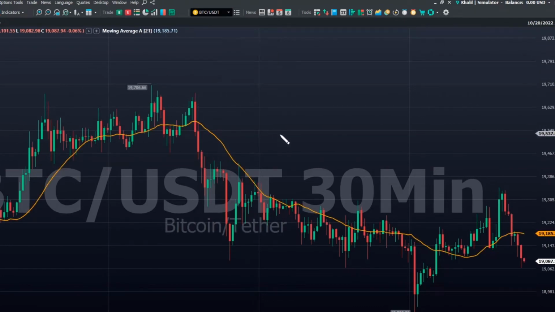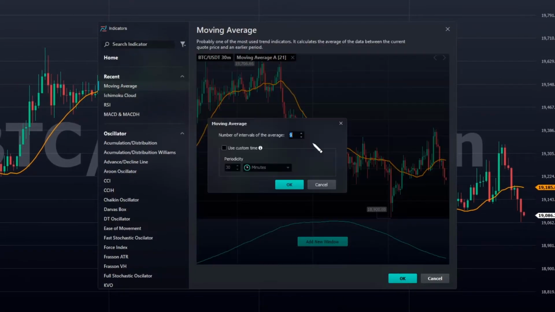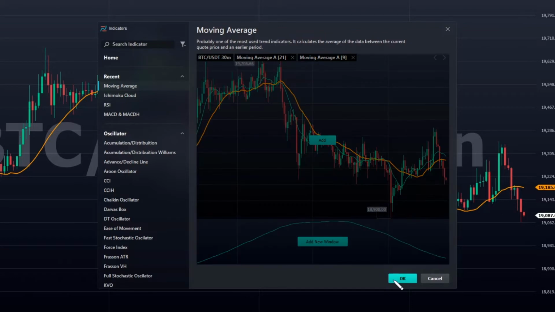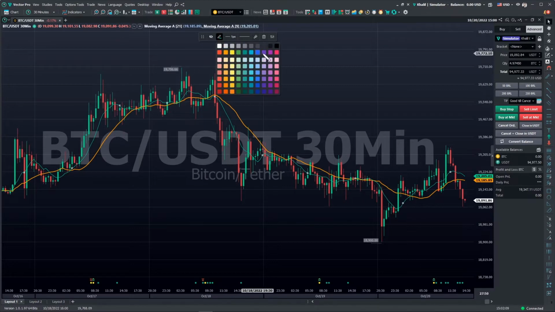Now we insert another moving average. This time, of 9 periods. Then click OK. The next thing to do is to customize the shorter average too. With that done, we can start our analysis.